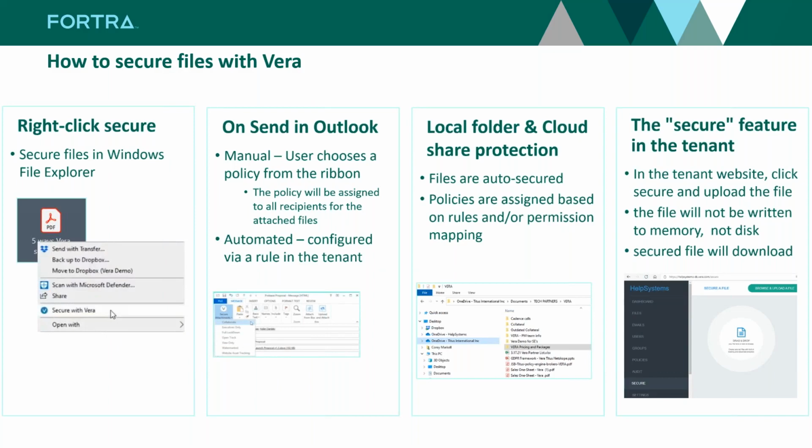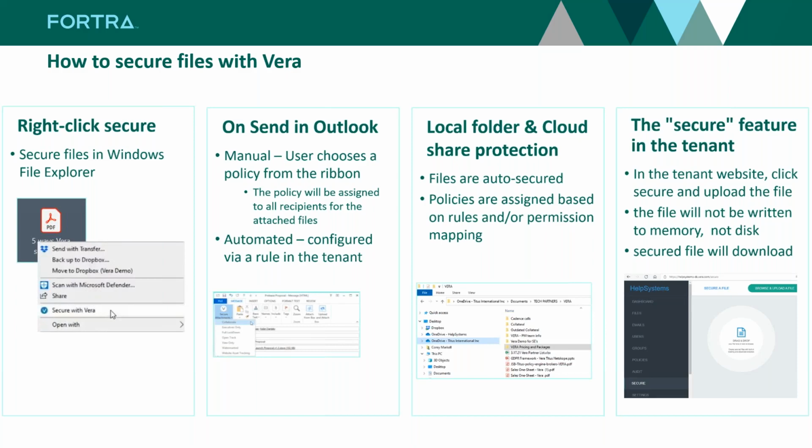These are some of the ways that you can secure a file. You could right-click on a file to secure it if you have the Vera client installed. And also, thanks to the Vera client, you could have a button in your toolbar for Outlook so that when you send an email, you could choose to secure all the files and grant all the recipients access. Or as an alternative, this could be automated. The admin could choose to have a rule that executes when people say send an email, and then the files get secured and the sender doesn't have to take part in that process.